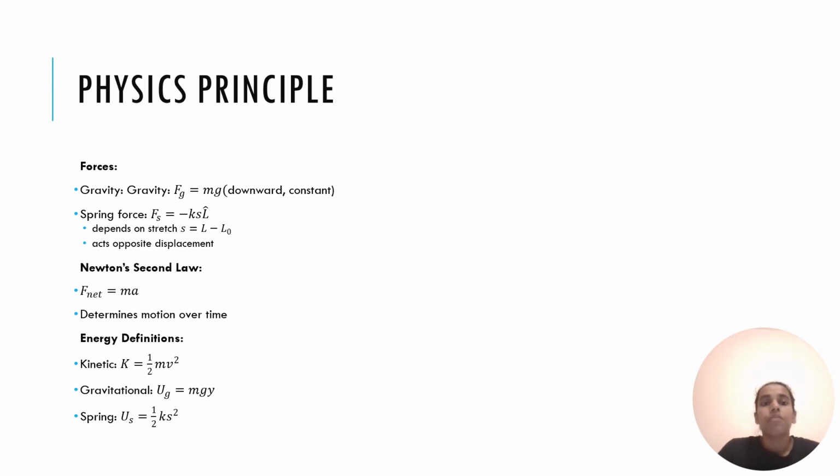The motion is governed by Newton's second law, where the net force determines acceleration. Gravity acts downward with constant magnitude, while the spring force depends on how much the spring is stretched and acts in the opposite direction. The system's energy consists of kinetic energy, gravitational potential energy, and spring potential energy, which are used to analyze energy conservation.